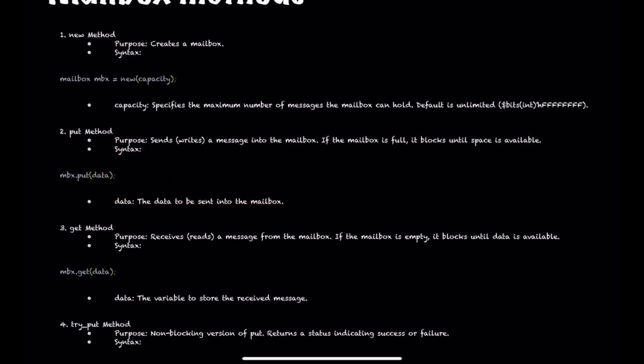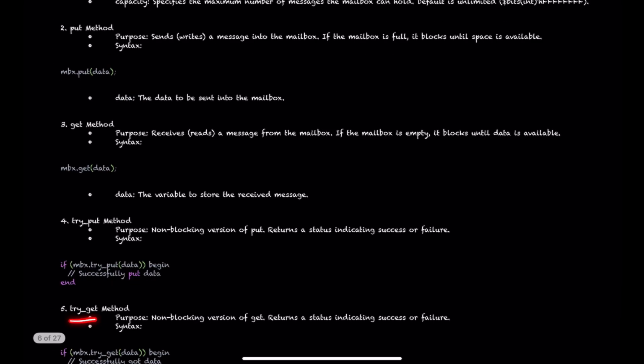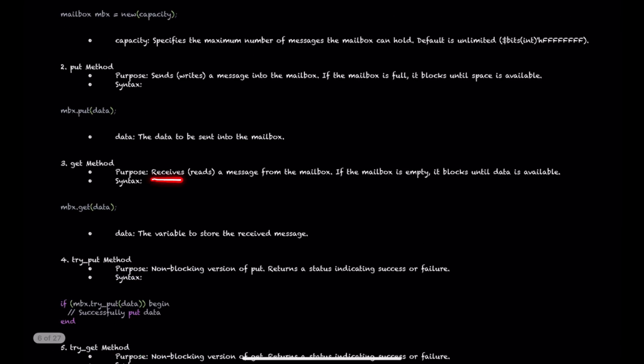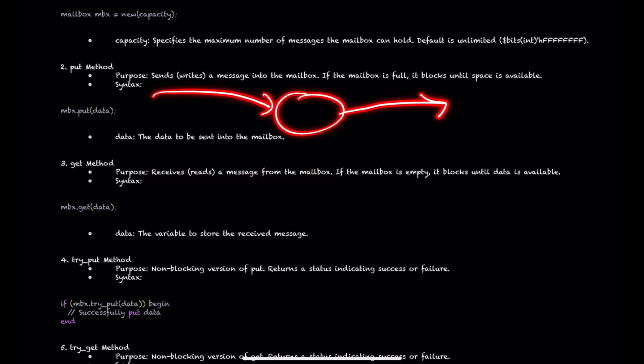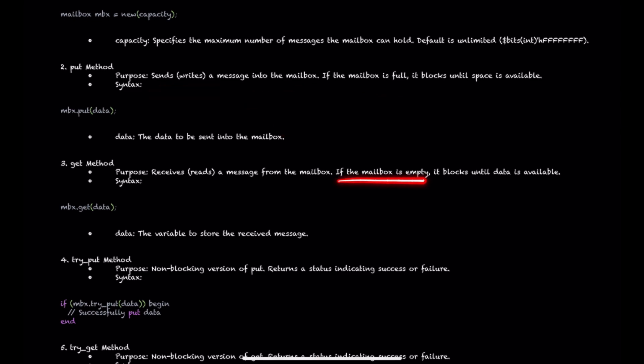The third one is the get method. These two methods, you need to remember, are blocking methods. Try put and try get are non-blocking methods. The put method will send the message to the mailbox, and the get method will retrieve or receive the message from the mailbox. If the mailbox is empty, it will block until the data is available. The syntax is mbx dot get, data. Data is the variable to store the received message.